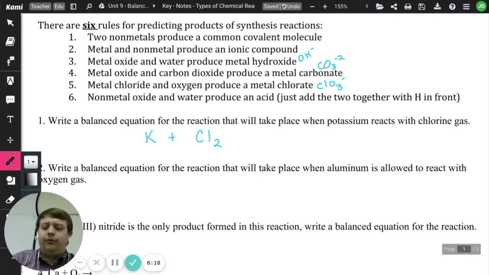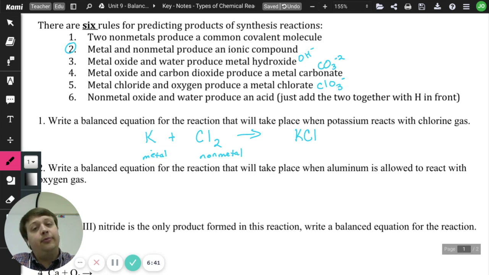Now, what are we going to produce? Well, looking at this, potassium is a metal, chlorine is a nonmetal. So what do we do? Well, that's rule number 2 here. So metal and nonmetal produce an ionic compound. So I would produce potassium chloride.